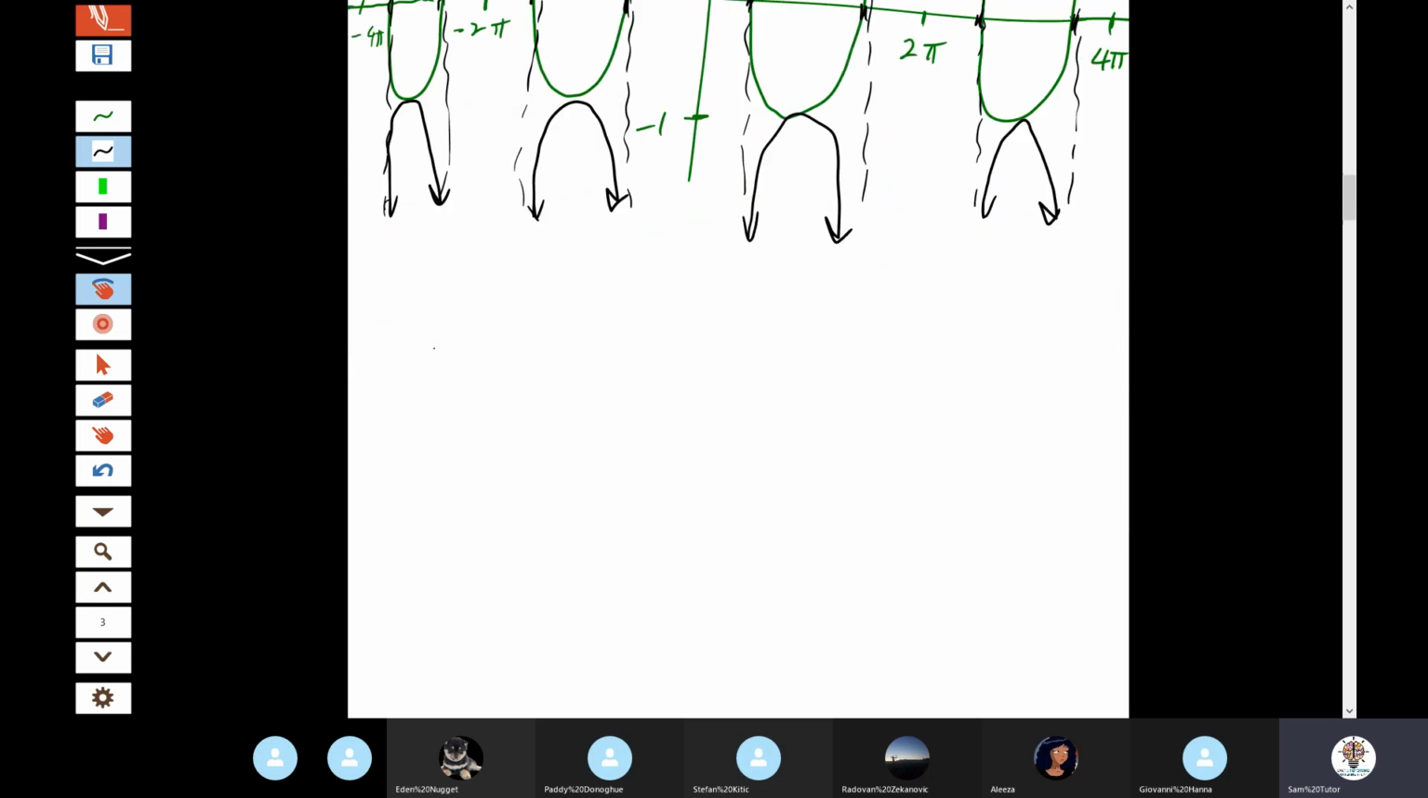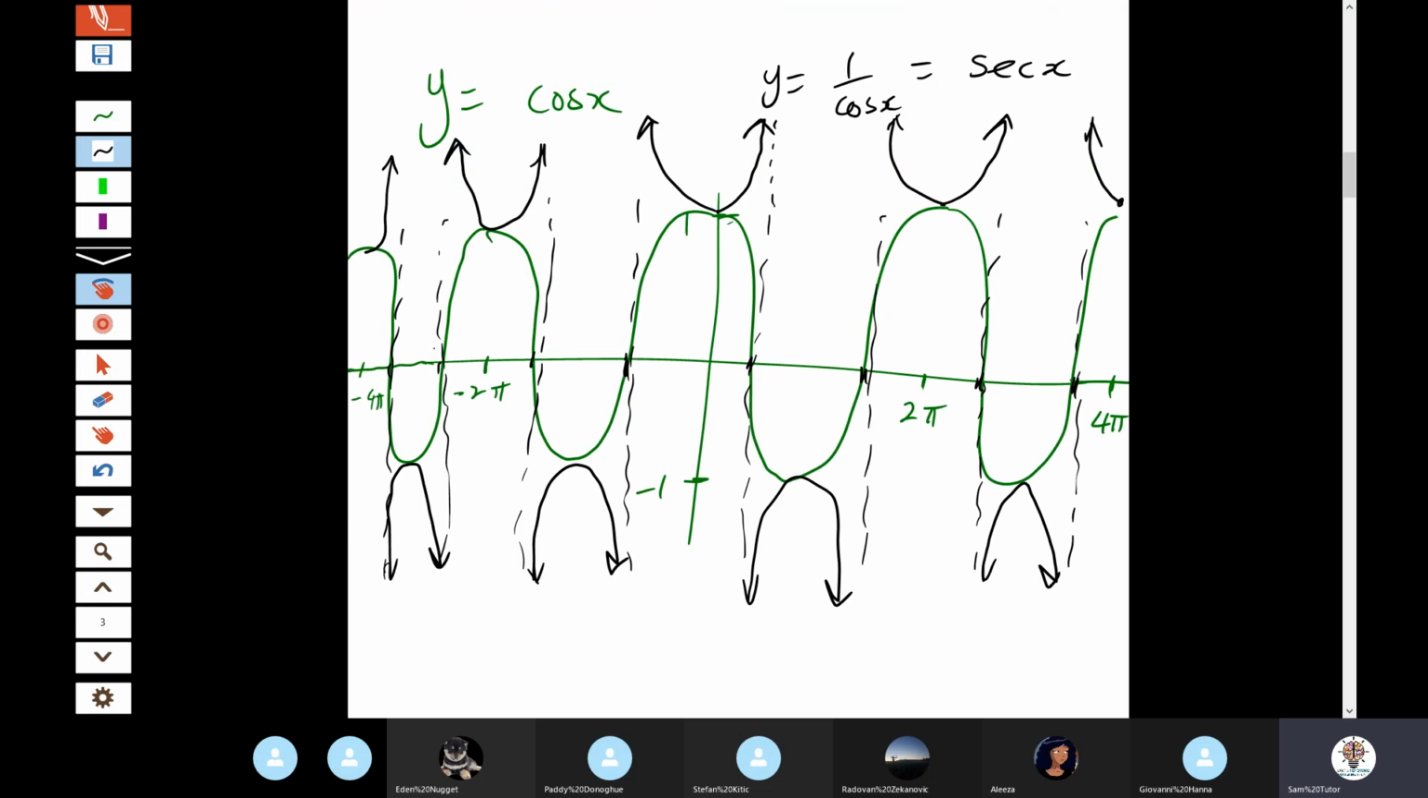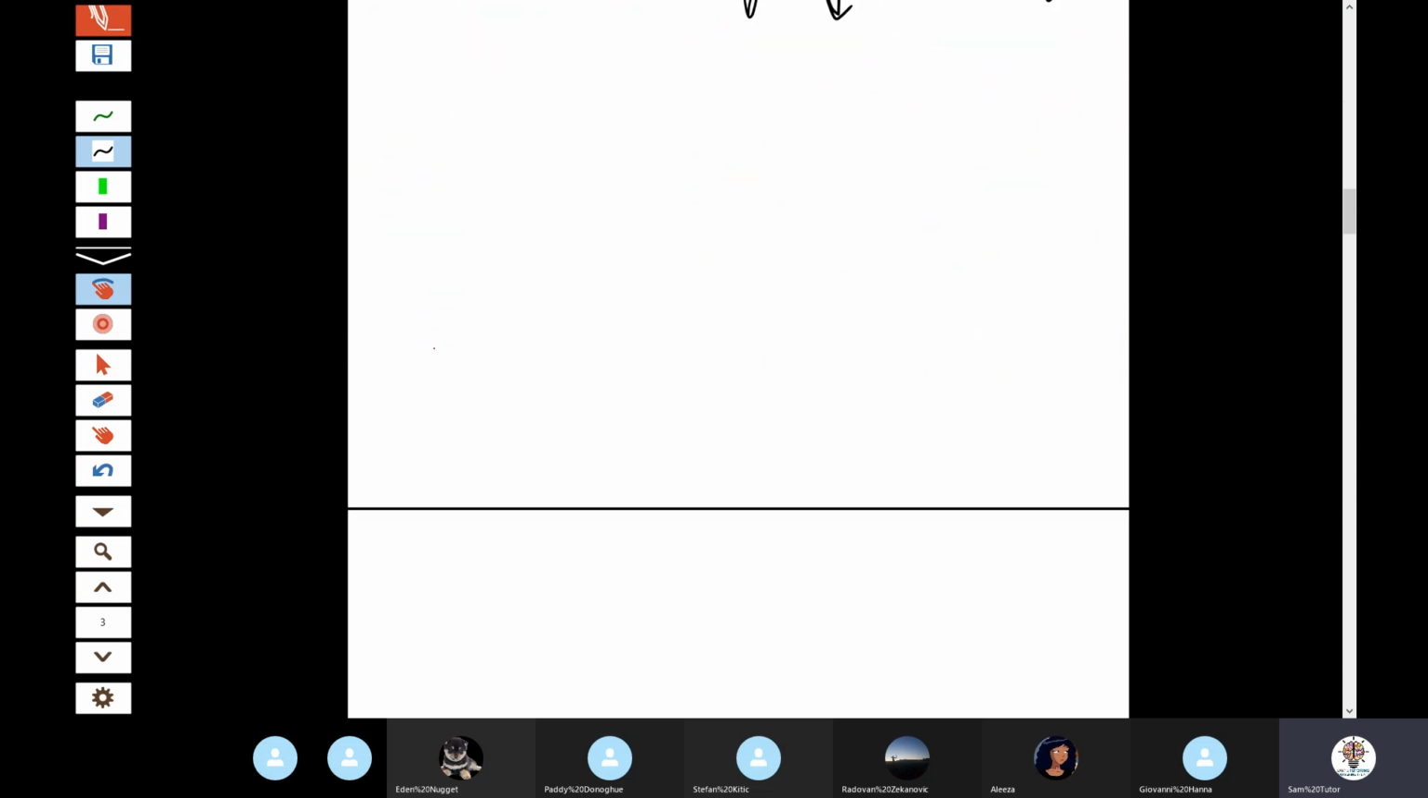Let's do 1 sine. So scroll down. Wait, everyone's copied that? Everyone's okay with that? It should be recorded, so you could go back.